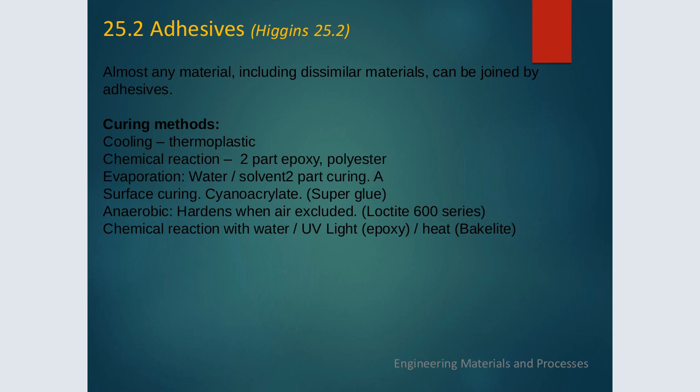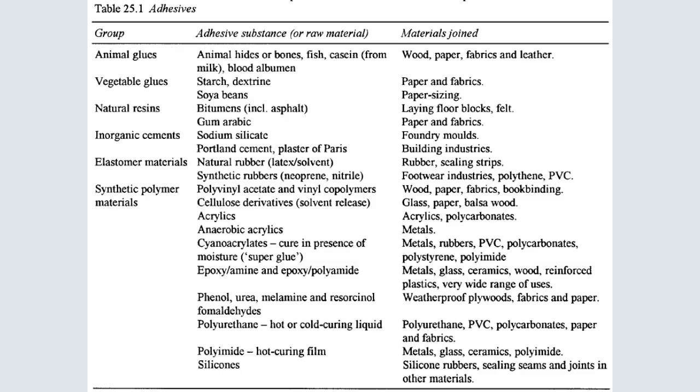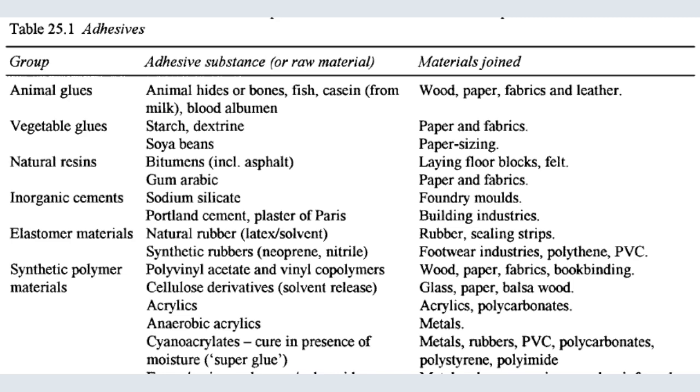Now, adhesives. We talked about adhesives last week, and we said that almost any material, including dissimilar metals, can be joined by adhesives. Some of the curing methods are cooling using thermoplastics, chemical reactions, that is two parts, epoxy and polyester, and evaporation. Those are the methods that enable the adhesives to take effect. Then we also talked about the groups and the types of materials joined.